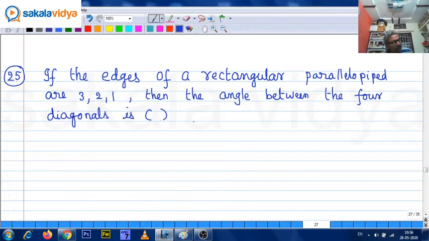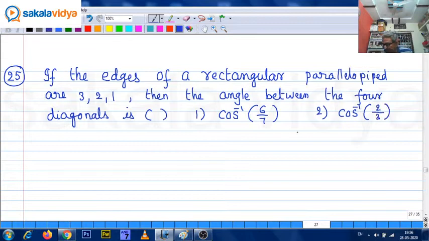Okay, first option, cos inverse 6 by 7. Second option, cos inverse of 2 by 3. Next, third option, cos inverse of 13 by 14. Fourth option we have cos inverse of 9 by 14.